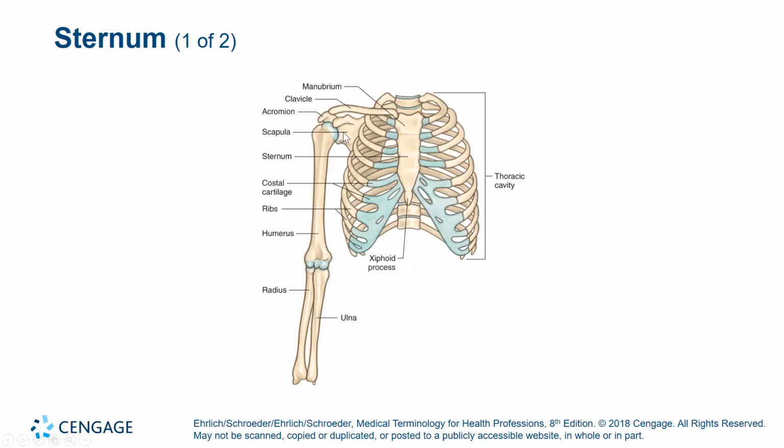So here's the clavicle, scapula, sternum, costal cartilage. Here's your ribs, humerus, radius, ulna. Here's your thoracic cavity. Xiphoid process is this little nodule here.